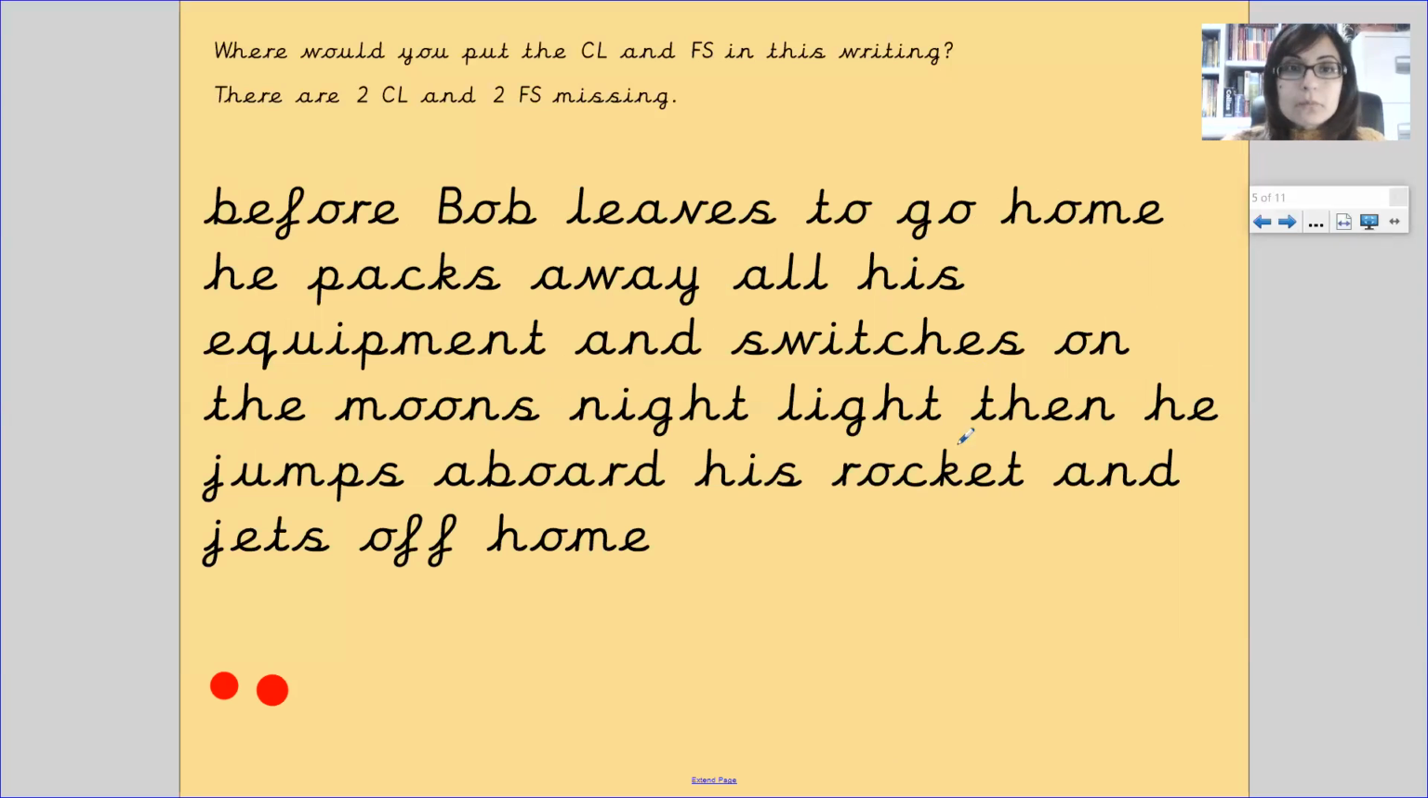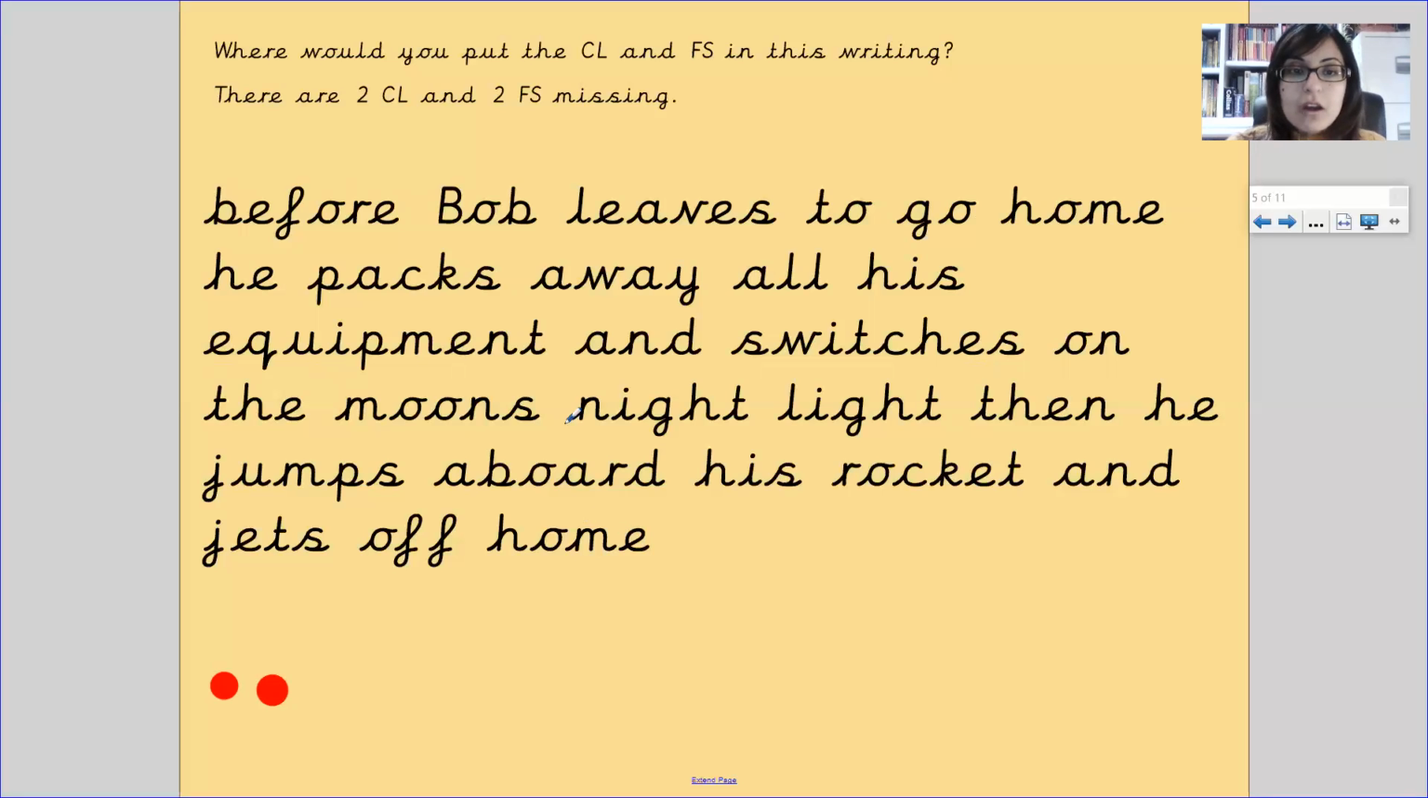So, what does Bob do? He goes home. Before he goes home, he packs up all his things, turns on the light, and he goes aboard his rocket ship. So as he's packing away and before he leaves, what does he need to do? Because that's your first idea. Okay, so he's leaving to go home. What's he doing before he goes home? Pause the video to have a think. What's he doing before he goes home? That's correct. He packs away his equipment and switches on the night light. They're the 2 things he does before he goes home.